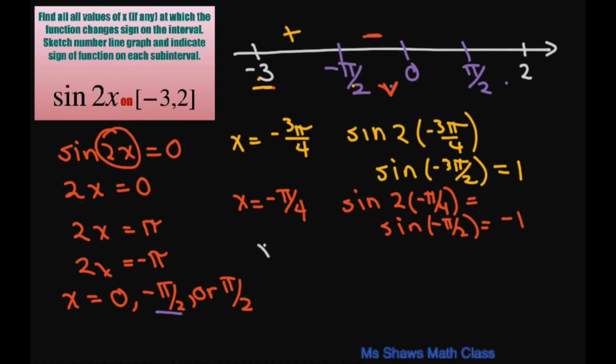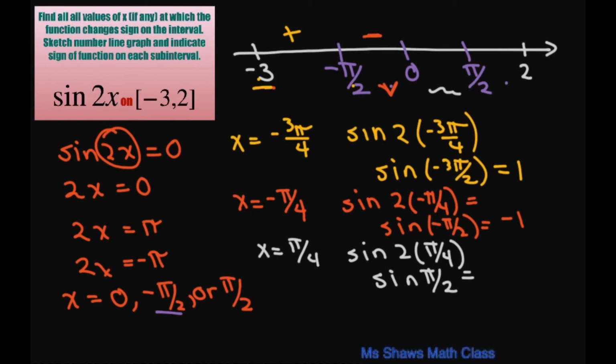Now let's test x equals pi divided by 4 for this subinterval. And this will just be sine of 2 times pi divided by 4, which is sine of pi divided by 2, which equals 1. This is going to be positive. All right, and then we have to do a test in between here.